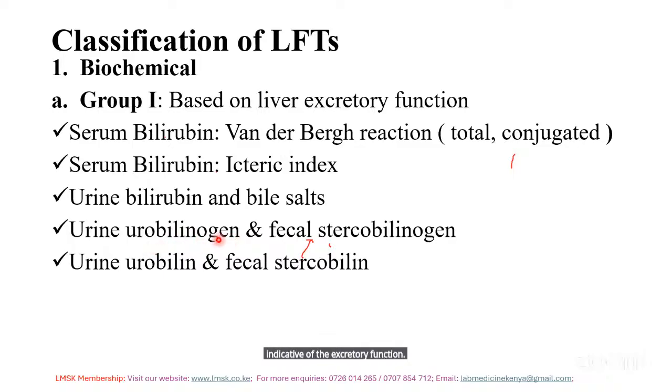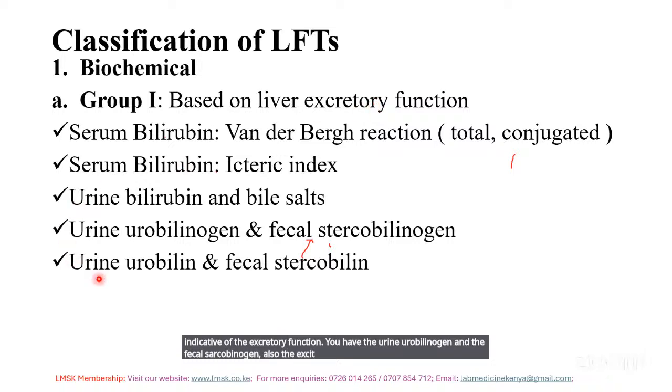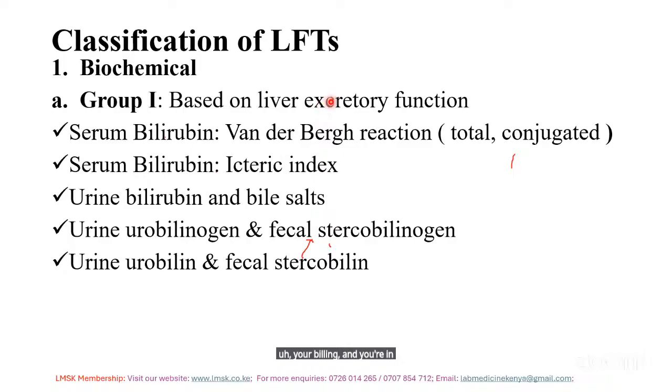Then we have urine bilirubin and bile salts, indicative of the excretory function. You have the urine urobilinogen and the fecal stercobilinogen, also the excretory function, and then urine urobilin and fecal stercobilin, function of the excretory function of the liver. So these are the things that we need to remember.